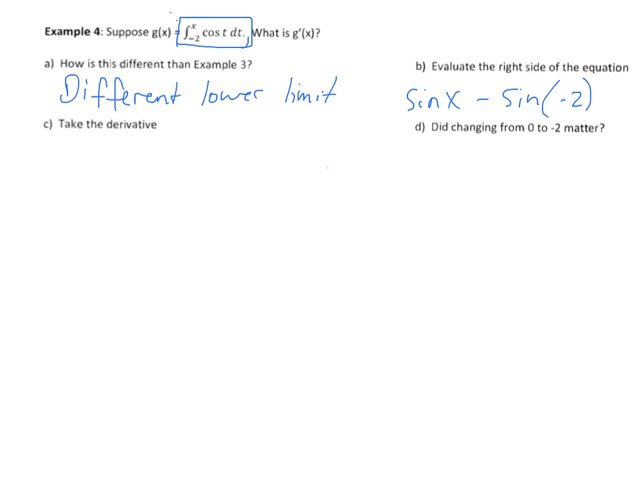But then we go to part C and we take the derivative. Well, the derivative of sine is cosine. And then sine of negative 2 is just a number, so the derivative of a number is 0. So again, nothing that I need to write for that second part. And the big thing now in part D, did changing that lower limit from 0 to negative 2 matter? No, it did not. So hopefully we're starting to see a pattern when we have it phrased like something up here. We can basically just take that x and put it in place of the t, and that's going to be our answer right there if we were saying what is the derivative of this function.